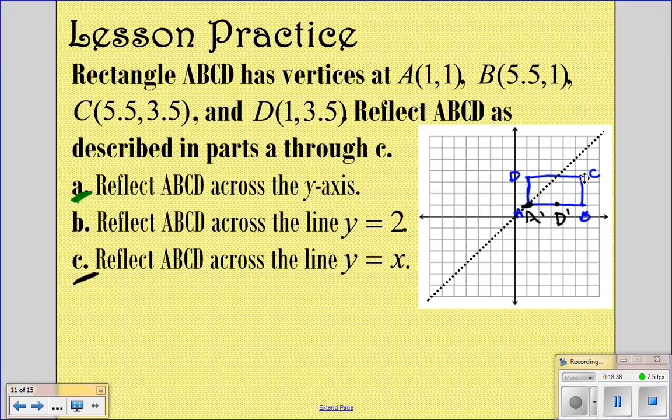Same thing for C prime. Your x and y values get switched. So we're going to go to 3.5 and then 5.5. And so that'd be C prime. And then for B prime, we're going to go to 1, 5.5. I went up too far for C prime. I went up to 6.5 on accident. C prime should be right here. And so you connect your vertices.